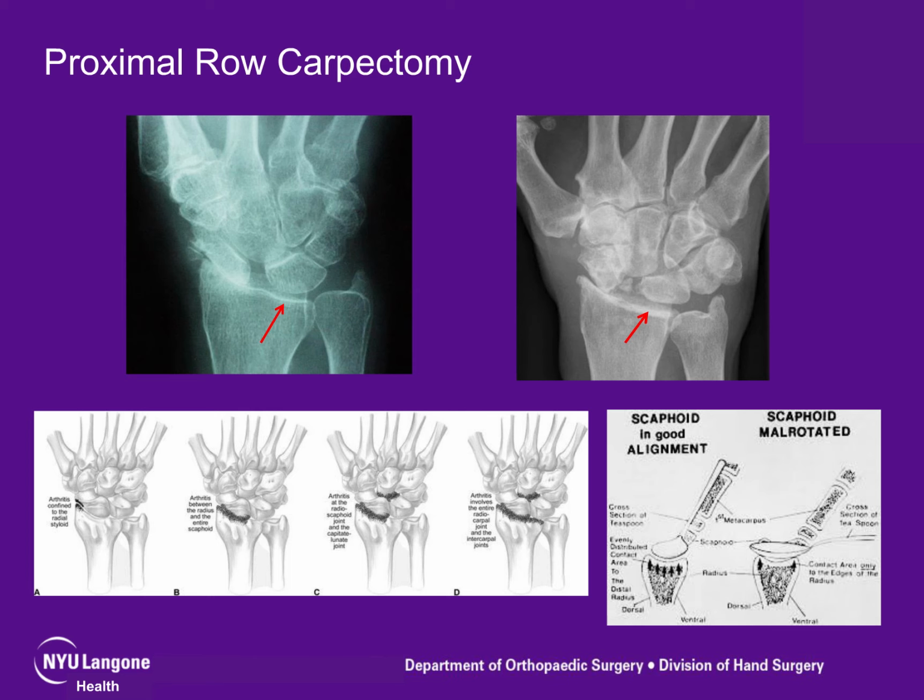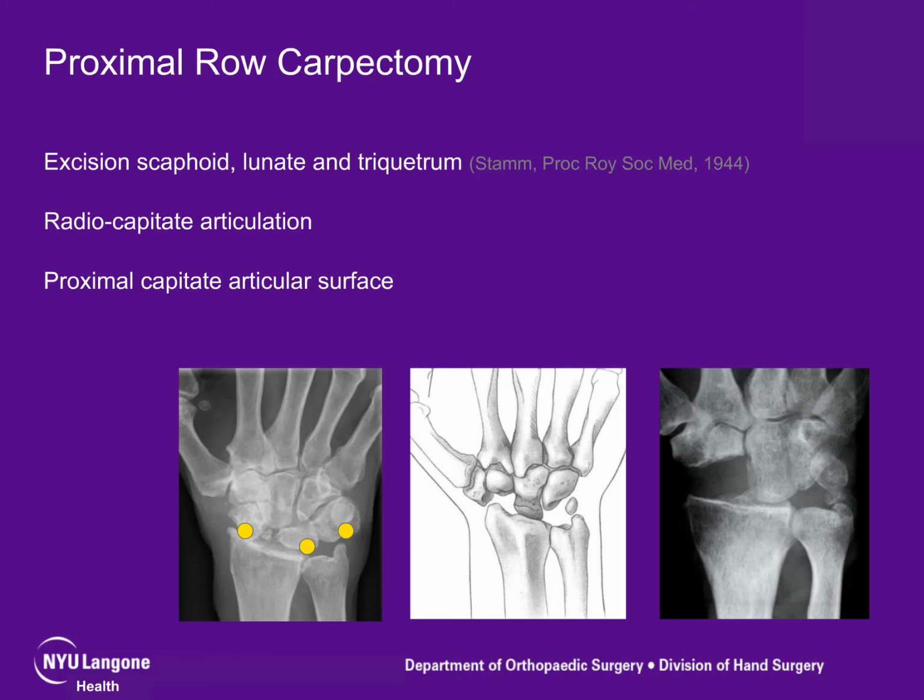The radioscaphoid joint suffers because of the fact that it is more oval in shape, and as you can see from the lower right-hand illustration, it's more like a spoon, and if it's malrotated, there's higher contact stresses and a greater mismatch in the congruency, whereas the radiolunate articulation is more spherical and less inclined to experience those kinds of abnormalities.